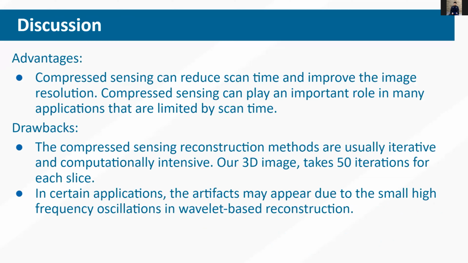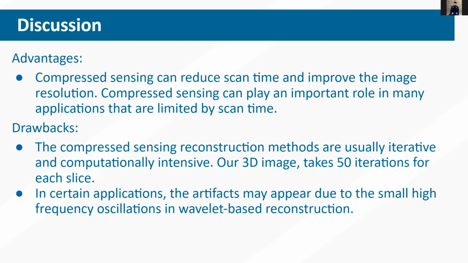In the end, we're going to discuss the advantages and drawbacks of compressed sensing. Compressed sensing can reduce scan time and improve image resolution. And it can also play an important role in many applications that are limited by scan time. For example, infants are harder to keep still in MRI machines, which will cause blurry images. By reducing the acquisition time, it could avoid these problems.